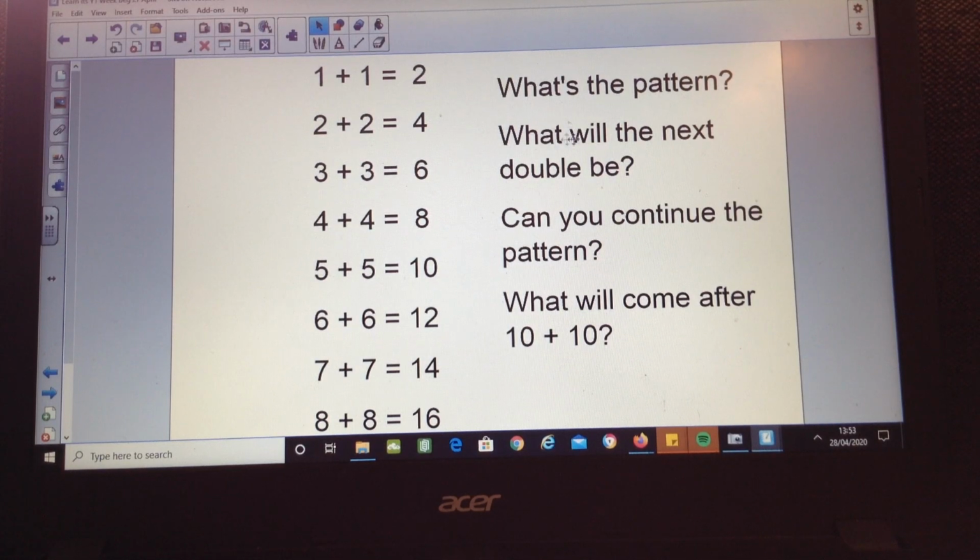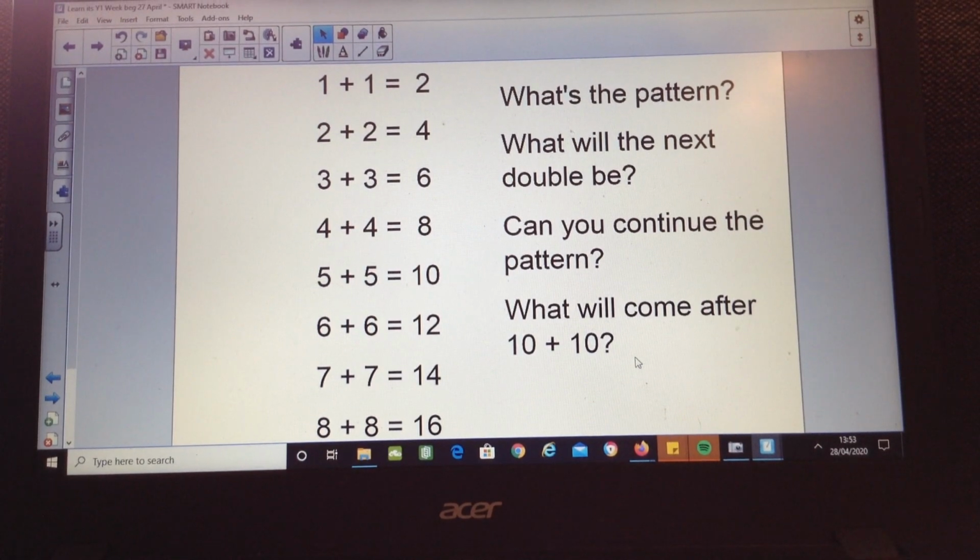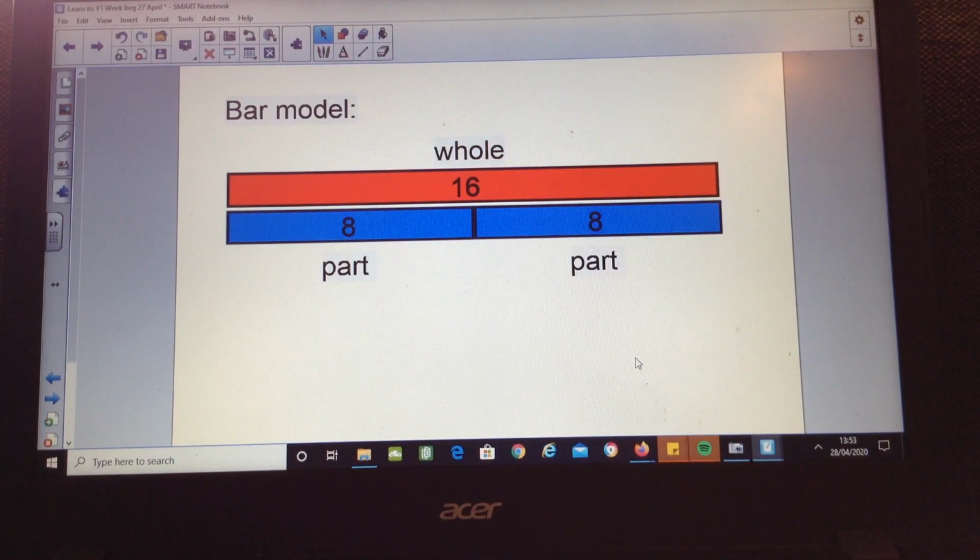Now, what will the next double be that we have next week? Can you work it out? Can you continue the pattern? What will come after 10 add 10? Now those are some questions we'll come back to at the end of this video.